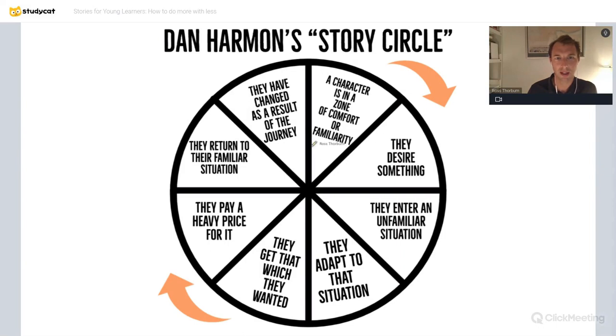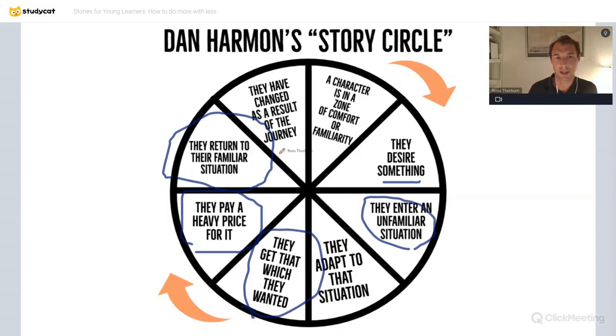So you can see here at the beginning, we've got Kitty and Bob, and everything's fine. And then Kitty desires something. She sees the balloons, right? And then eventually she buys some balloons. And then all of a sudden, she's kind of in this unfamiliar situation. She's being lifted off the ground. She's got what she wanted, which was the balloons, but she has to let some balloons go. Maybe that's her paying the price for it. And in the end, she returns to her familiar situation, but a little bit changed. Right now, she's got one balloon instead of three.